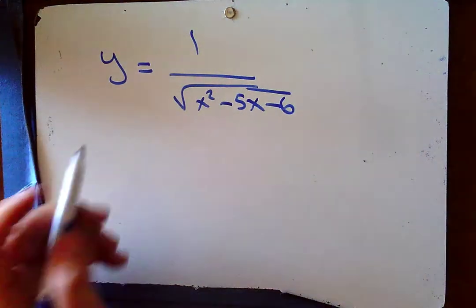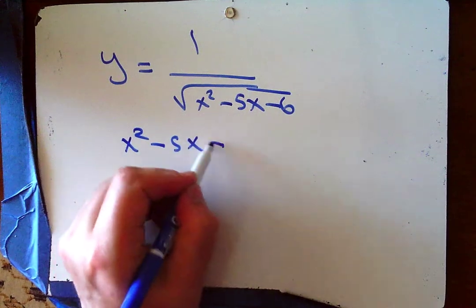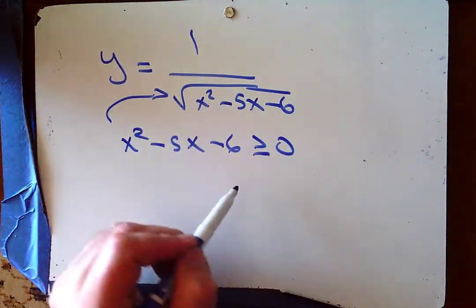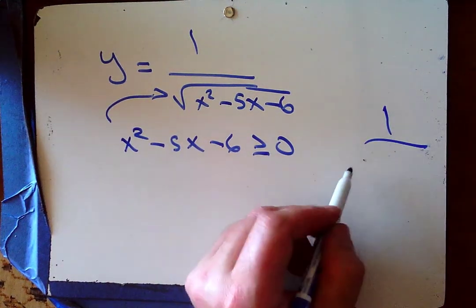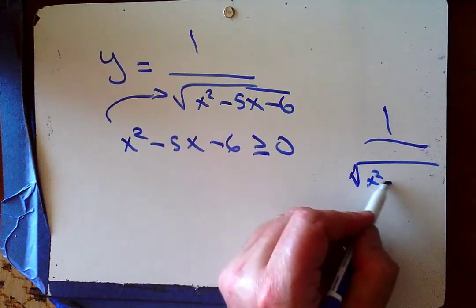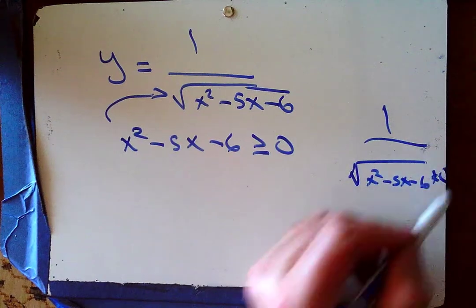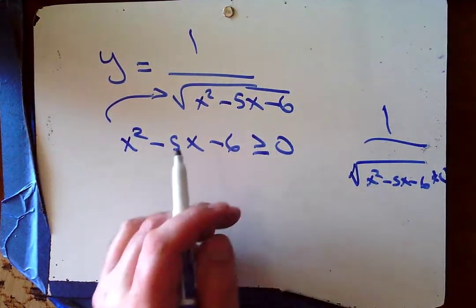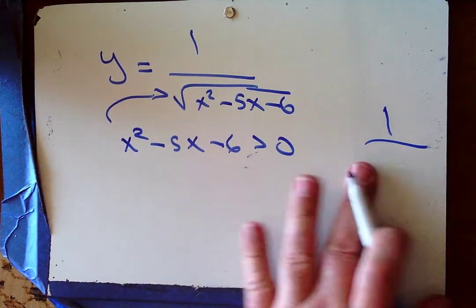All right, welcome back. So we know that x squared minus 5x minus 6 has to be greater than or equal to 0 because of the radical, but because of the denominator, we know that the square root of x squared minus 5x minus 6 can't equal 0. Well, this is saying it can, and this is saying it can't, and we learned in the last problem that most restrictive is what we're going to do.